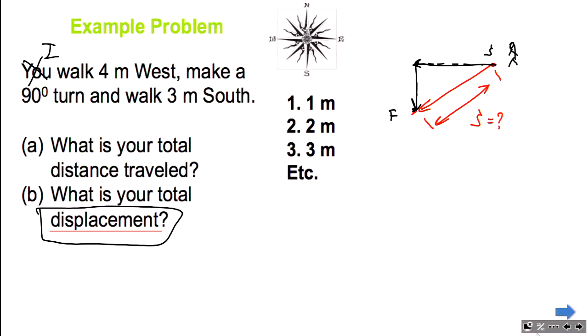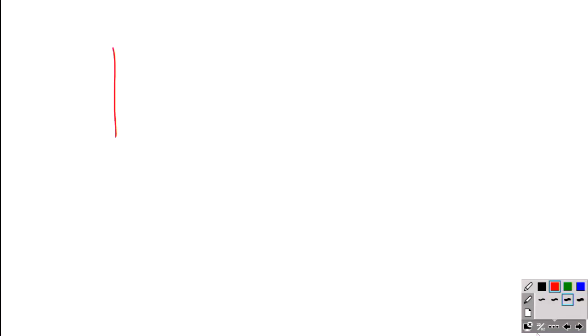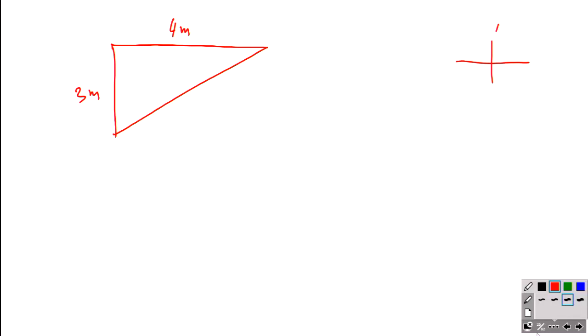All right. Now, this is what I have. I know this side is 4 meters long, this side is 3 meters long. What else do I know? Well, north, south, east, west, those directions are perpendicular to each other, all of them. So the angle between west and south is 90 degrees. Here. All right, so what I am looking for is this.